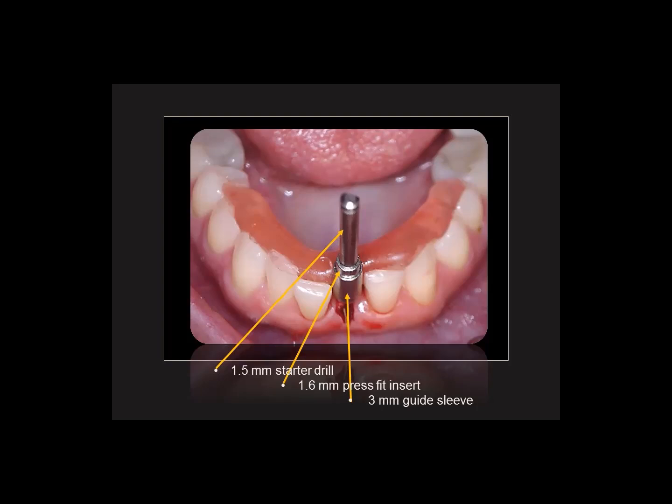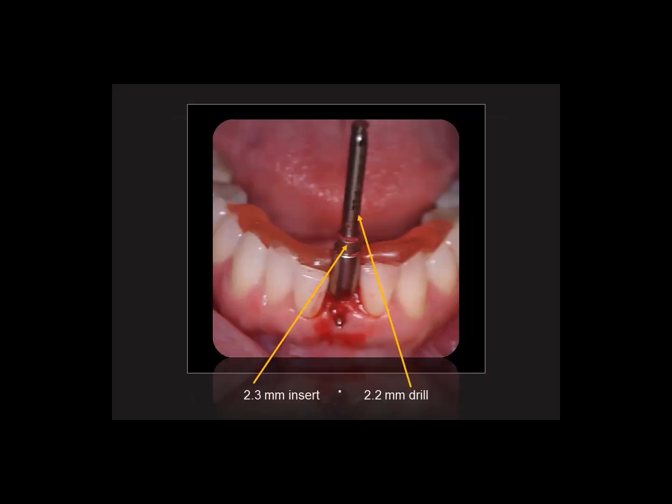Because the ridge is very narrow, I'm starting with the 1.6 mm guide sleeve insert in the 3 mm guide sleeve and a 1.5 mm drill. The 1.6 mm insert is removed and replaced with a 2.3 mm insert for the 2.2 mm drill.